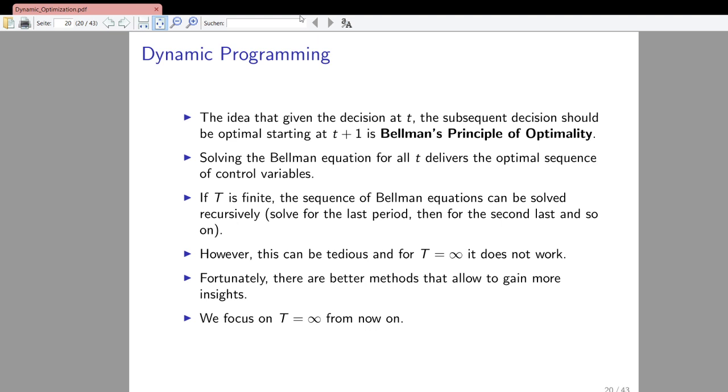And one can solve the Bellman equation in principle for all time points t, and that delivers the optimal sequence for the control variables. Now, if T is finite, then this can be done recursively. So you solve the problem for the last period, and then you always solve recursively forward until you are at the first period of the solution. So that's a recursive solution. However, this can be rather tedious for multiple time periods, and in case of an infinite planning horizon, it doesn't work for obvious reasons. Fortunately, as we will see, there are better methods to solve this problem and to gain more insights into that. And from now onwards, we focus on the infinite planning horizon.